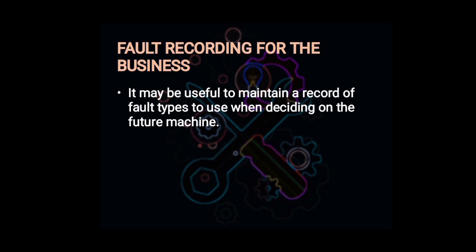It may be useful to maintain a record of fault types to use when deciding on the future machine. The records could serve as your reference on what type of machine you'll be using in the future. It's either you'll change brands or you'll find a more robust model. Repeating faults may indicate that a tool is being used beyond its specifications and that a more robust model is required.